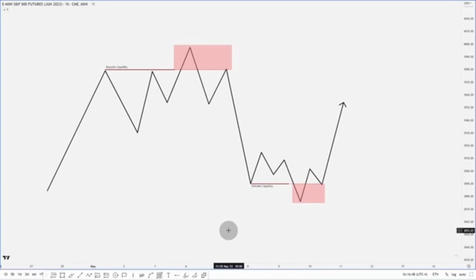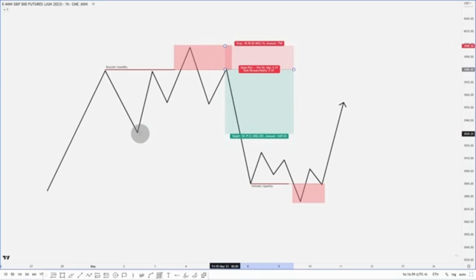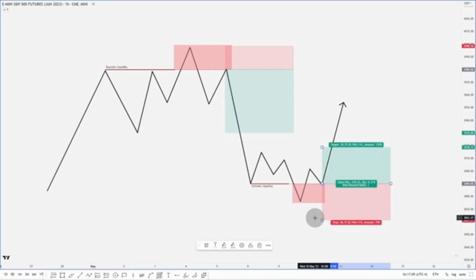Now, how do I manage my risk in this scenario? I'm looking to take an entry when we retest this deviation from the range with my stop on the current high, and then targeting whatever liquidity we have below. So over here, it would look something like this.